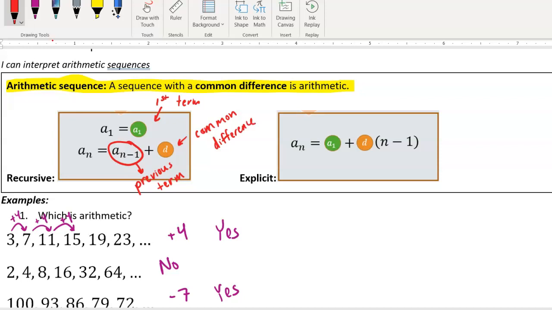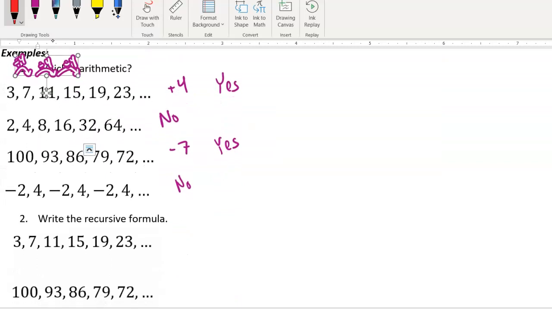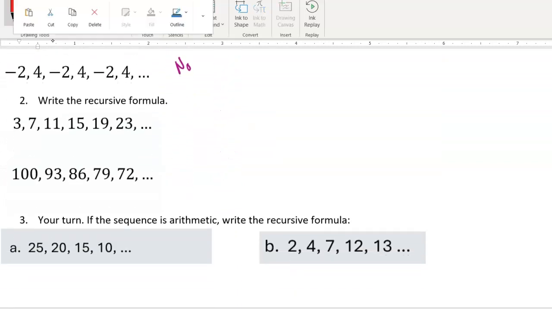So the only thing that gets changed here, that's going to be actual numbers, are those two colored circles, the A sub 1 and the D there. Those we would replace with numbers. All right, so let's see how we can write a recursive formula for these two.